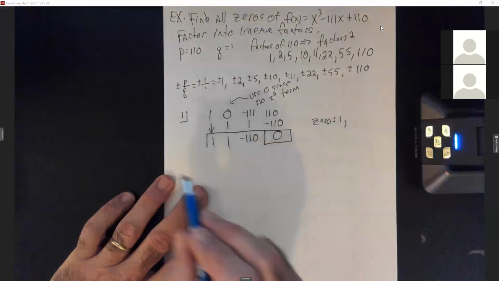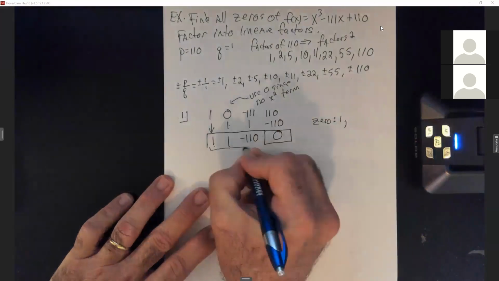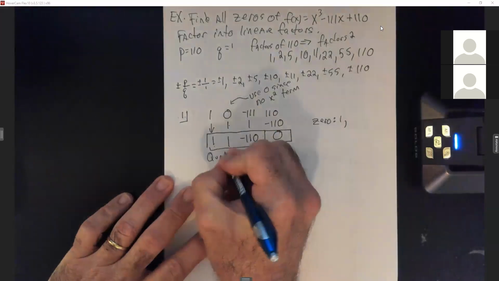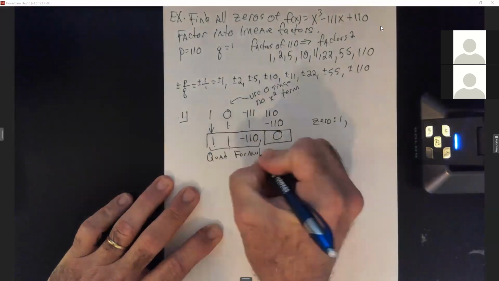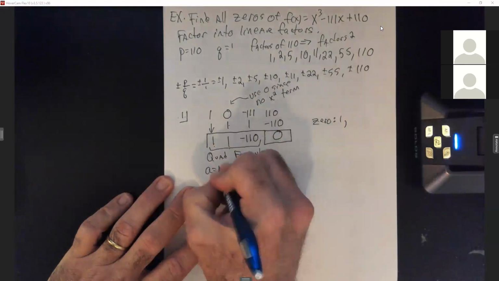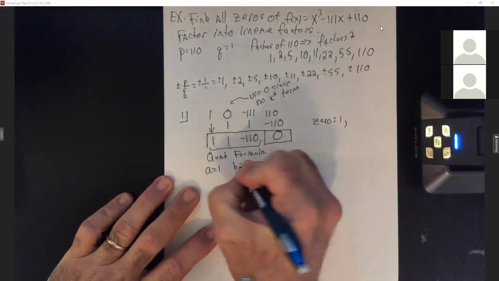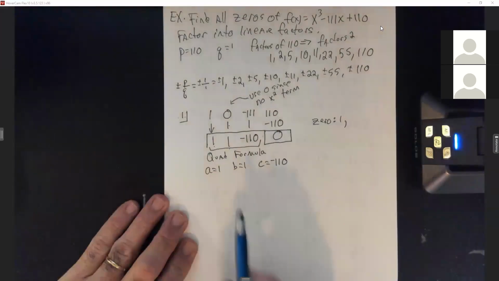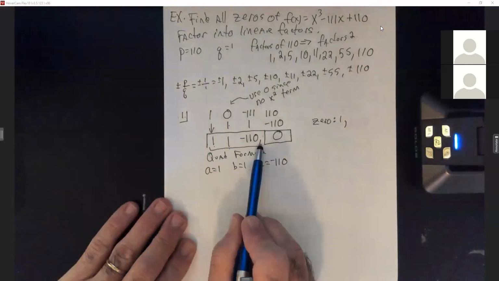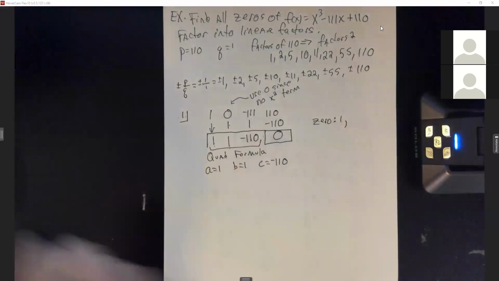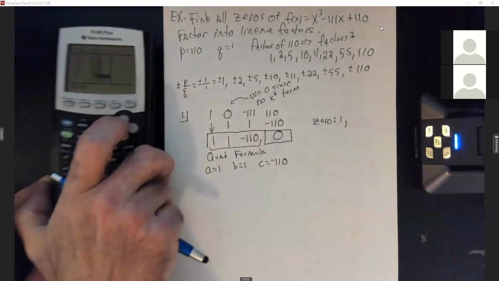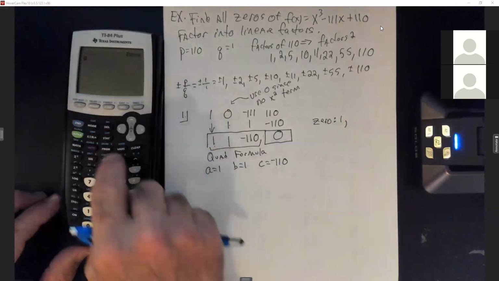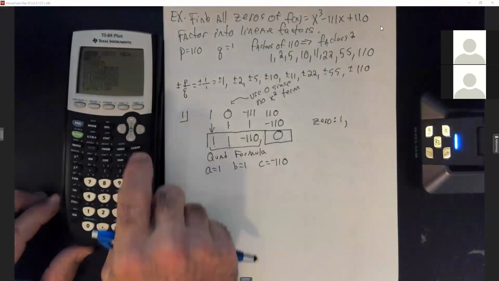Now, since we got 3 numbers left, we're going to use our quad formula. So A will be 1, B will be 1, and C will be a negative 110. So once we get down to 3 numbers over here, we can use the quad. So I'm going to go over here, clear that, go to program, and then go down to my quad.